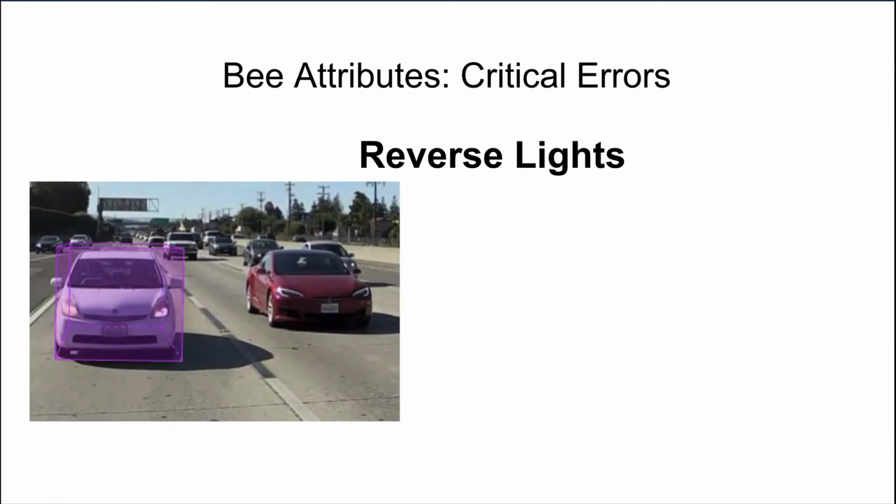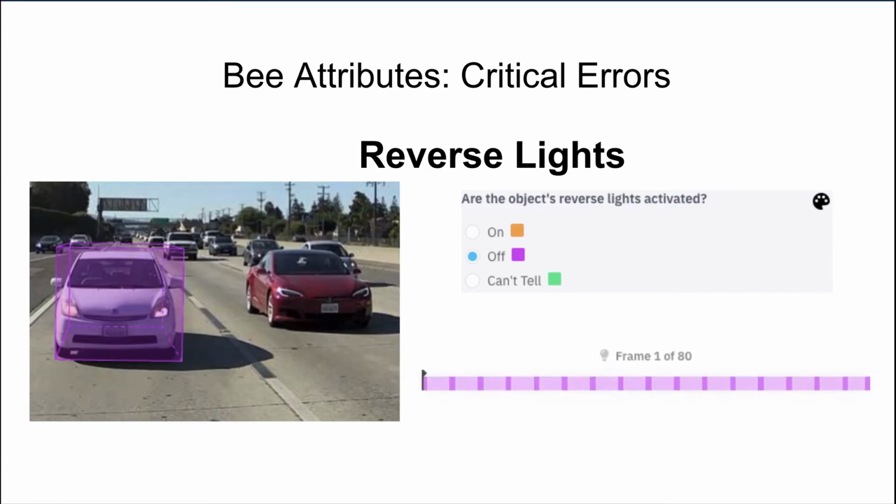All right, let's see some critical errors. Another critical error here: if we have this view of the car right behind us, and we don't see the backlights of the vehicle in any of the frames, then we can't select off. We have to select can't tell, because we don't get a clear view. We don't know for sure whether its reverse lights activate. So this is wrong. We don't want to put off.